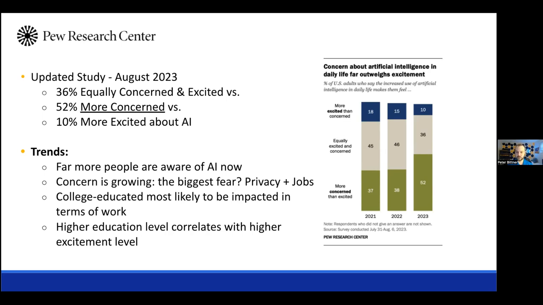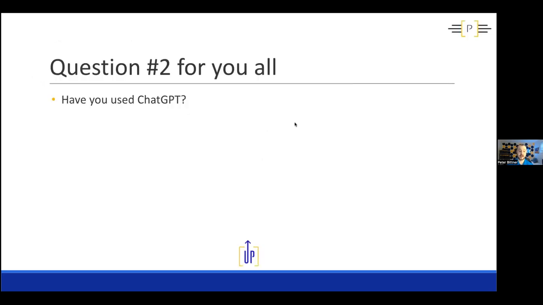If we look at the graph here on the right side and how things have shifted over the last few years of this survey, people are getting more skeptical. They're getting more worried in many ways. And that is because as people learn more and see some of the promise, a lot of thoughts start to race in terms of what does this mean for me?